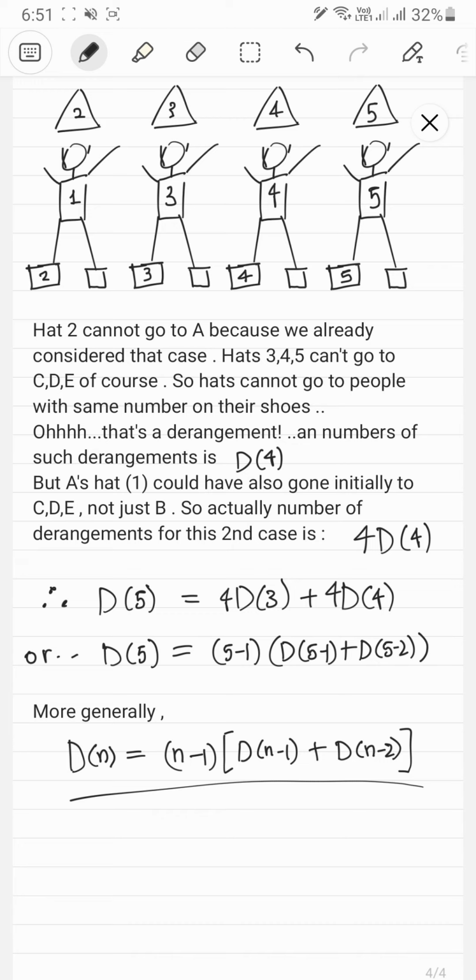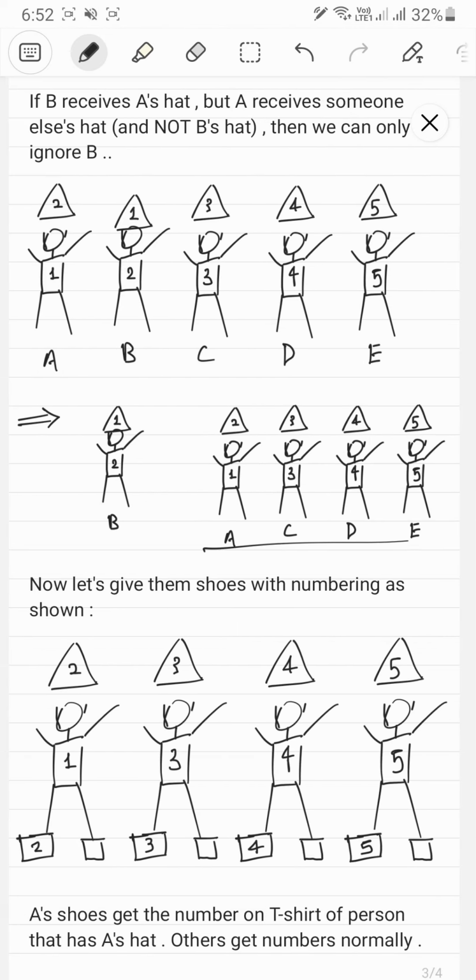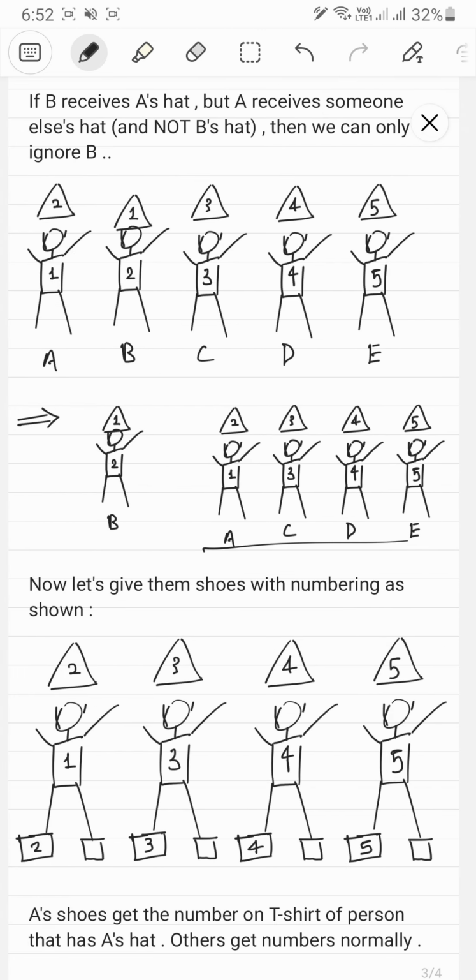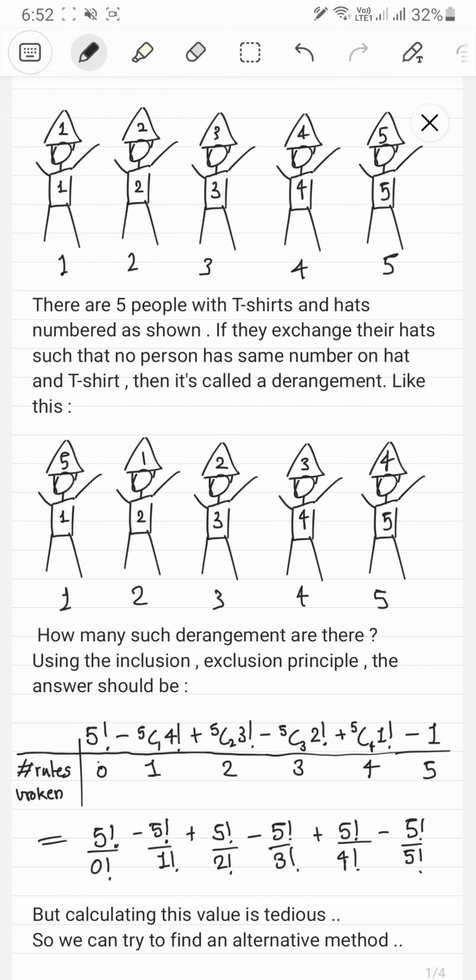So D5 is (5 minus 1) times (D(5 minus 1) plus D(5 minus 2)). More generally, you can prove that this equation is true, either by induction or by doing this for n people instead of 5 people, doing the whole process once again. But the fact is that this is true for n generally. And that's the relation that we wanted to prove. And this is much easier to use than this equation where you just have to calculate stuff.